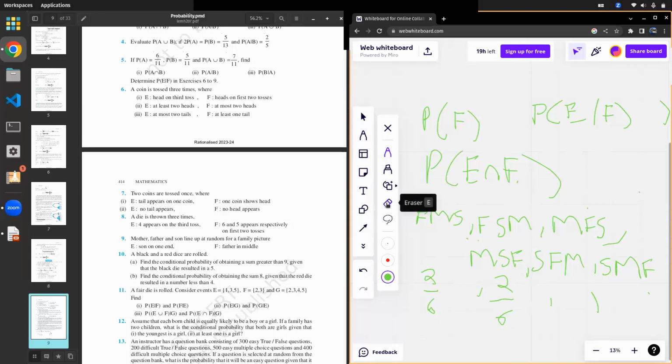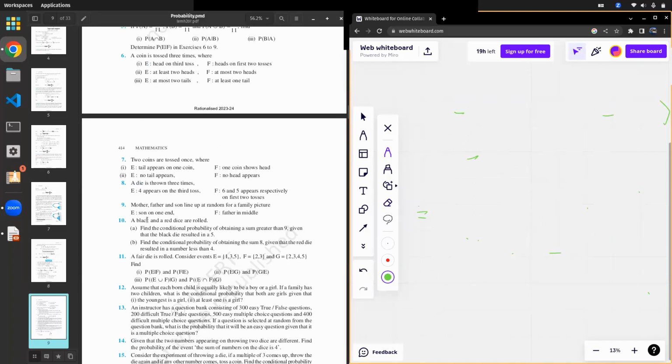So we will go to the next problem. In this problem, a black and a red die are rolled. Find the conditional probability of obtaining a sum greater than 9 given that black die result is 5. Let us define the event B as that the black die results in 5. So let A be the outcome of the red die. We know A plus B should be greater than or equal to 9.